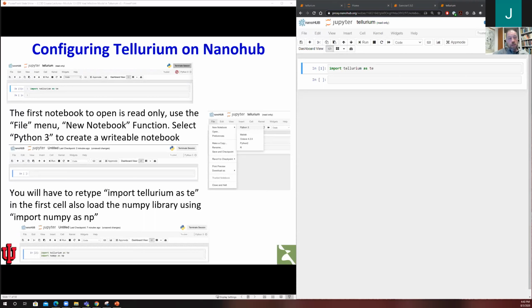Okay, I really encourage you to use nanoHUB. If you haven't downloaded the Tellurium library specifically, you can't use it. You have to have the Tellurium library. So if you have a regular Python IDE and you don't have Tellurium, you'd have to go to Herbert's Tellurium homepage and download the software.